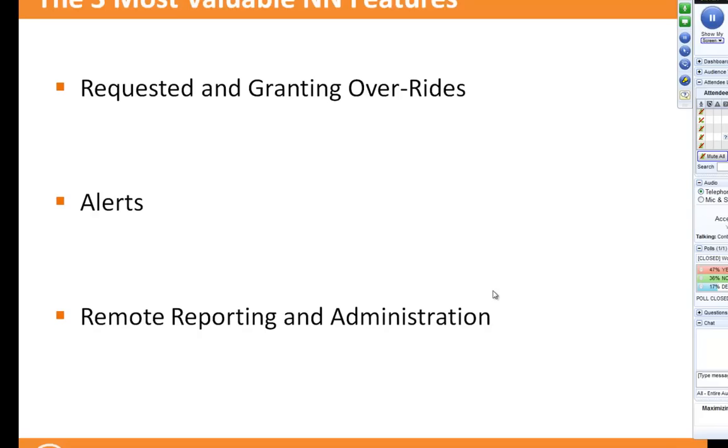I'm going to jump now into 3 valuable features that I'm going to cover today. These features are ways you can use the product, get more out of it, make your life easier, but also get the protection and the value out of the product that we really designed it for to make your life easier and help you have more peace of mind on the internet. The three things I'd like to cover today are requesting and granting overrides in the product, how you can get alerts, and how you can do some of these things remotely as well. So I'll jump into that.